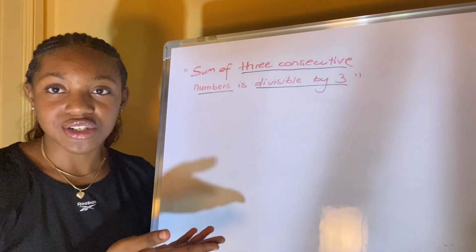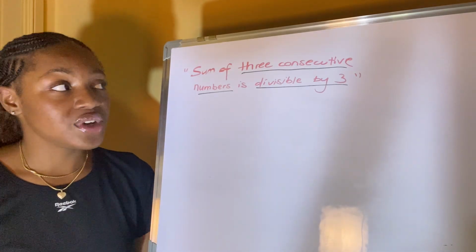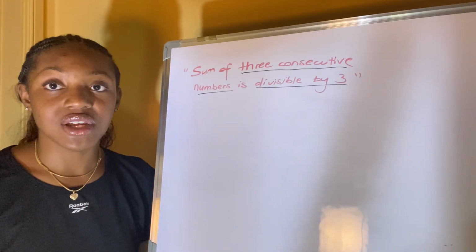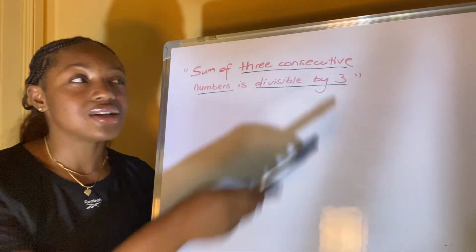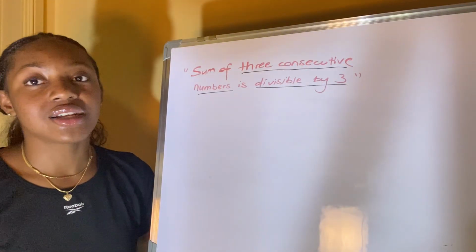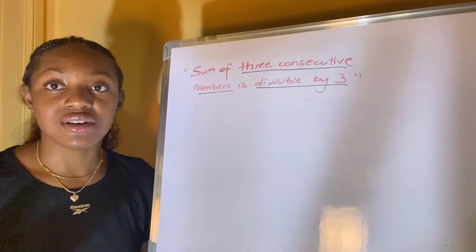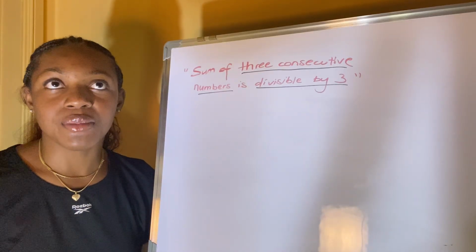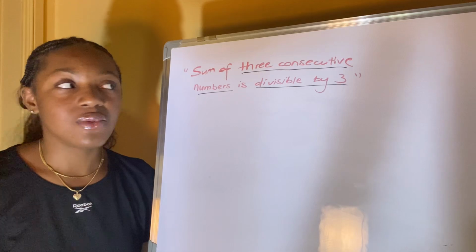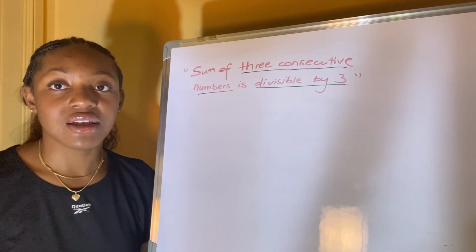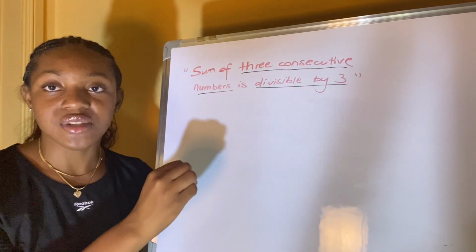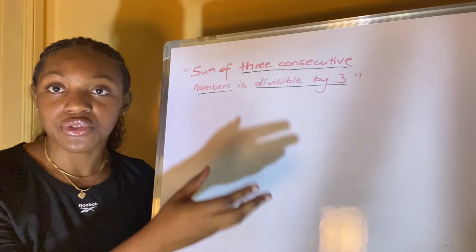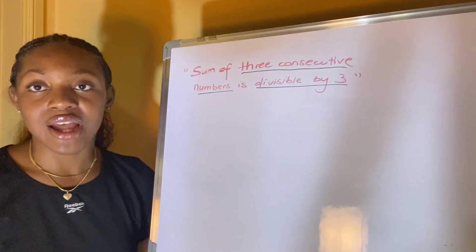So this is our induction question. The sum of 3 consecutive numbers is divisible by 3. What does the word consecutive mean? Consecutive simply means one after the other. So if we're thinking about numbers like 1, 2, and 3, we could call those numbers consecutive. Why? Because we have the number 1. What comes after 1? 2. After 2, 3. So it's like we're adding 1 each time.